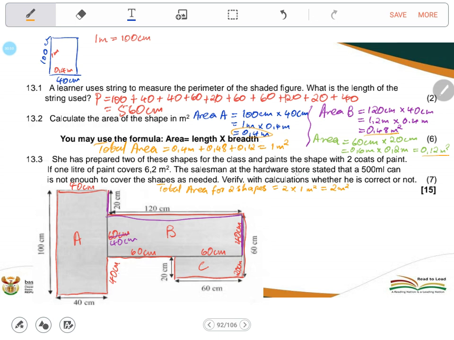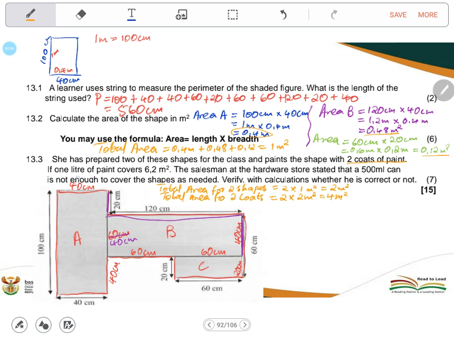Really easy. But now the number of coats, so total area for 2 coats, meaning you'll be painting the same thing twice, so it will be 2 times 2 square meters. If you're painting the same thing twice, it means you are painting the area double, so you'll have 4 square meters. So that's what it means here.